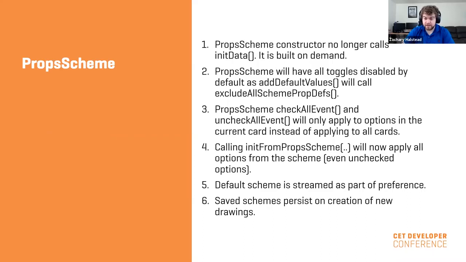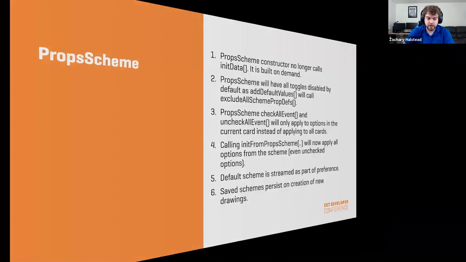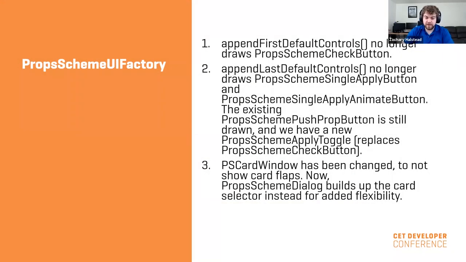Then also, saved schemes persist on creation of new drawings. So whenever you create a scheme and save that, it will be there whenever you load or open a new drawing. Then for the prop scheme UI factory, append first default controls no longer draws the prop scheme check button. And then append last default controls no longer draws the prop scheme single apply button and prop scheme single apply animate button. The existing prop scheme push prop button is still drawn, and we have a new prop scheme apply toggle, which replaces the prop scheme check button.